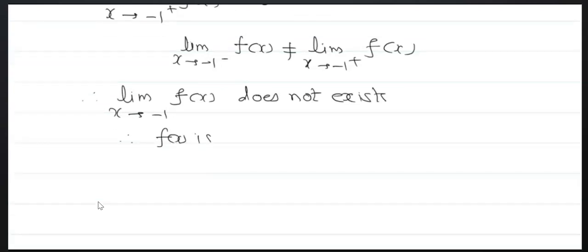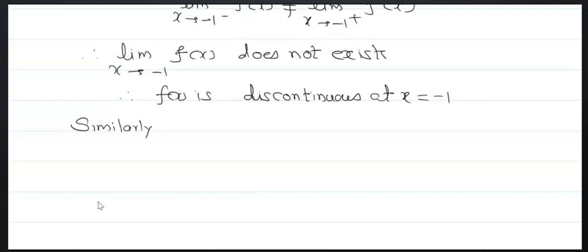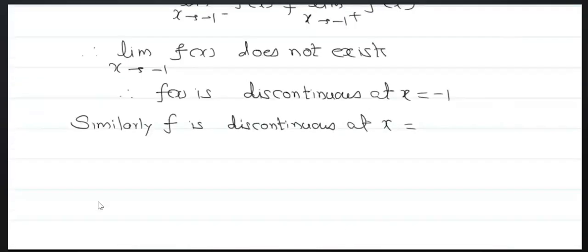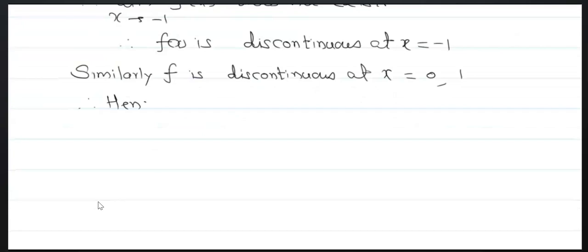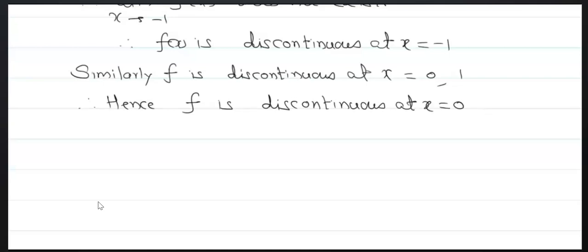That is, the limit does not exist. Therefore f is discontinuous at x equals -1. Similarly, we can show that it is discontinuous at x equals 0, 1, and hence f is discontinuous at x equals -1, 0, 1.